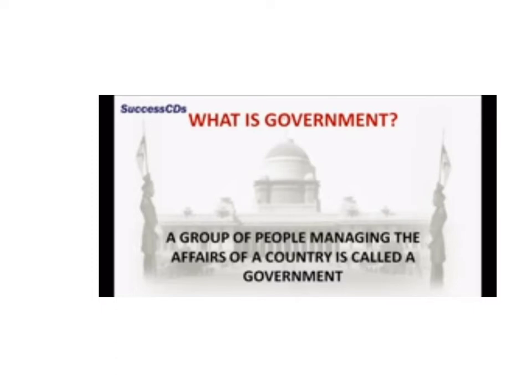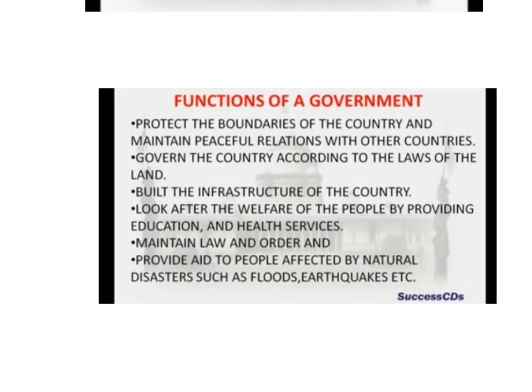That is a government. Now we will see what are the functions of a government, what are the things which the government does. Protect the boundaries of the country and maintain peaceful relations with other countries. So we can say a government has the responsibility to protect the boundaries of a country. All the countries are covered by their boundaries. So a government has to protect the boundaries of the country and maintain peaceful relations with other countries.